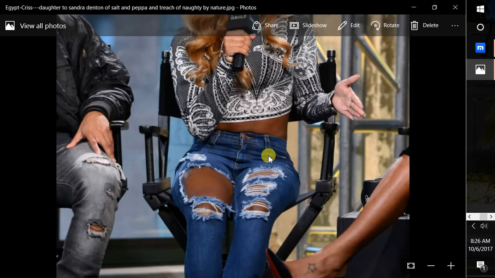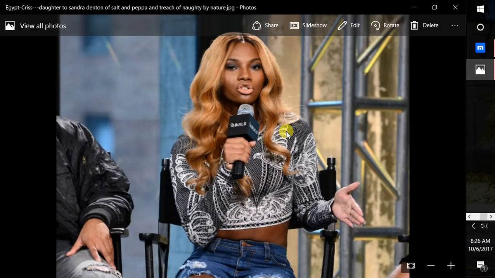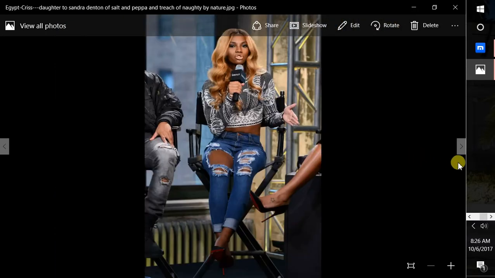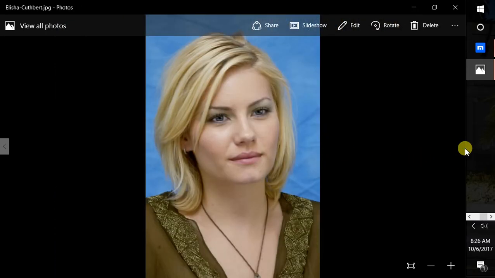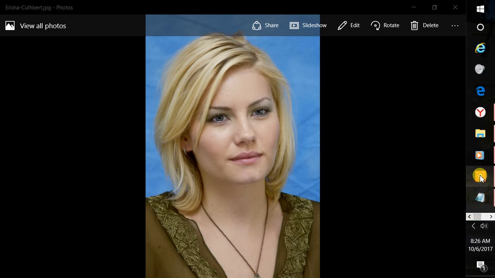See the way she's sitting? The hips are below the crotch. That's the crotch. The hips are below it, and she's spreading like a woman should be when she's sitting on a chair, because she's female, and the Q angle starts below the crotch, not above it, because Egypt Chris is 100% female, no transgender. All right, let's move on. Alicia Cuthbert, 100% woman, no transgender. All right, let me see what else we got.